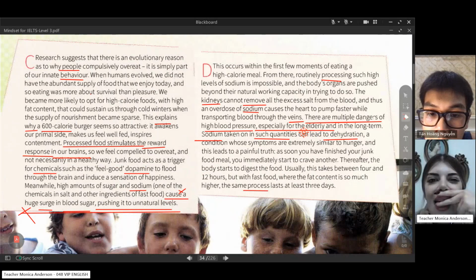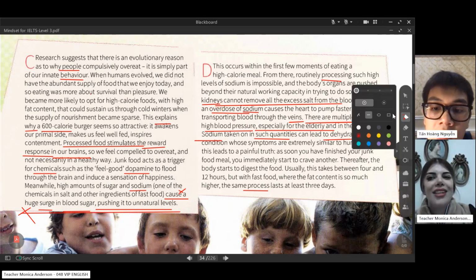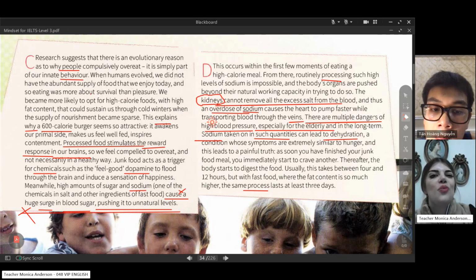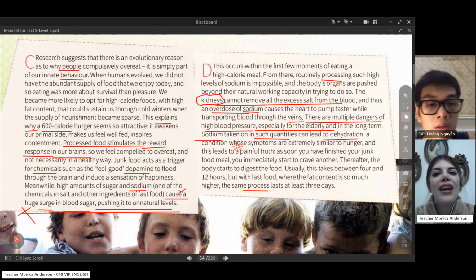What do you think? You couldn't see, we couldn't check this part. An overdose of sodium, so we couldn't see this one. Kidneys. So, can I say that this word can be the answer for number 4? The kidneys cannot remove all the excess unneeded extra salt from the blood and thus an overdose of sodium.